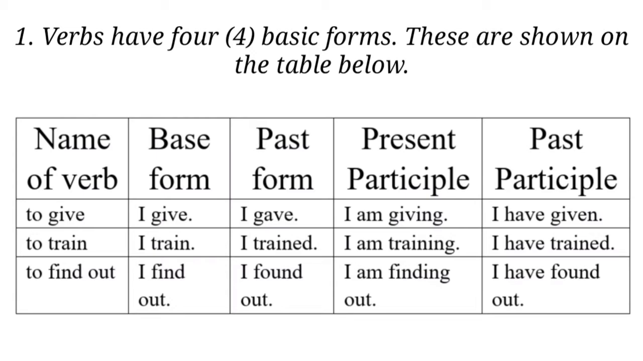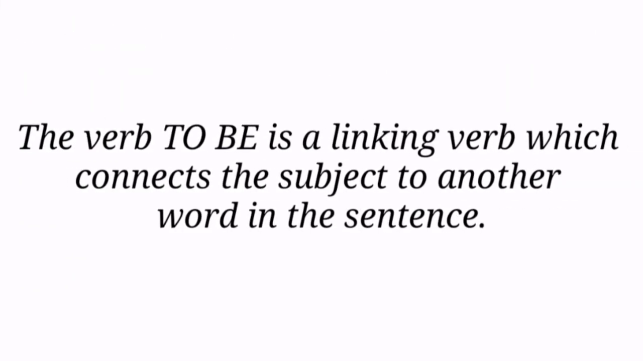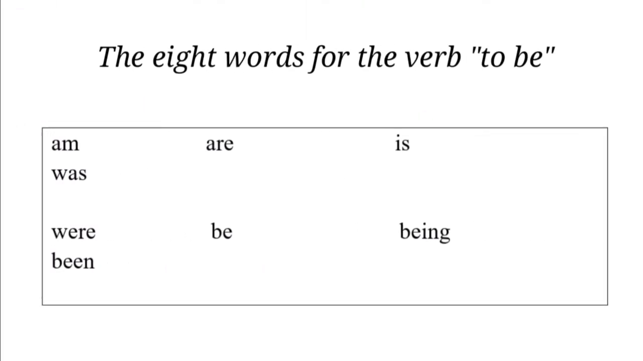Okay, number 2 that you must remember. The most commonly used verb in the English language is the verb to be. The verb to be is a linking verb which connects the subject to another word in a sentence. Here are the 8 words for the verb to be. Am, are, is, was, were, be, being, been.